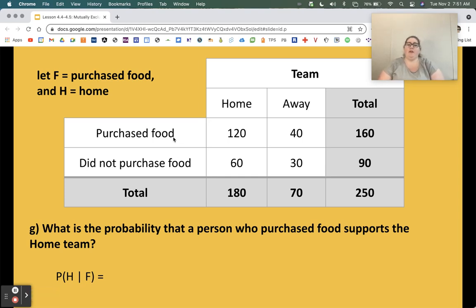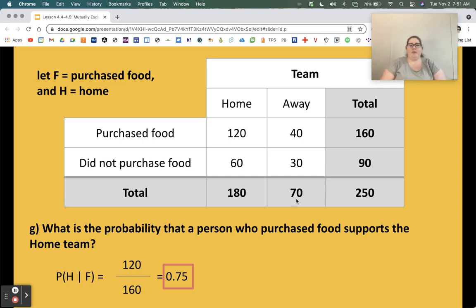So again, I'm only looking at the row of purchased food, that top row. And in that row, 120 supported the home team out of 160 total. So 120 out of 160, if I divide that, is 0.75. So that is my answer.